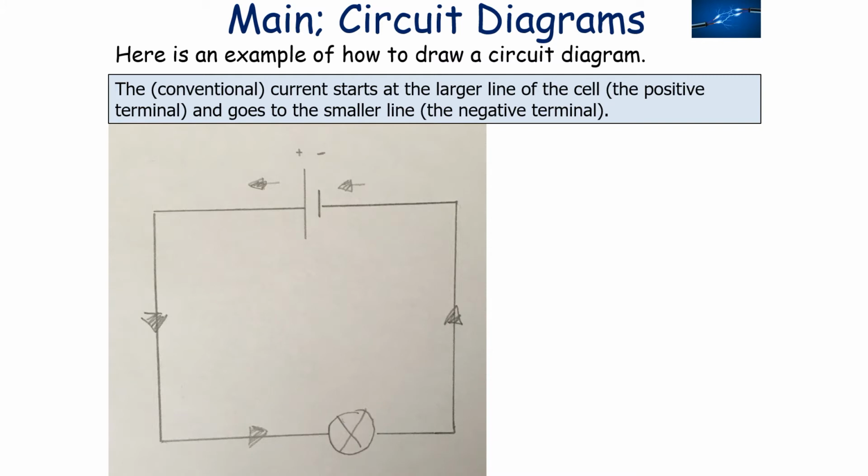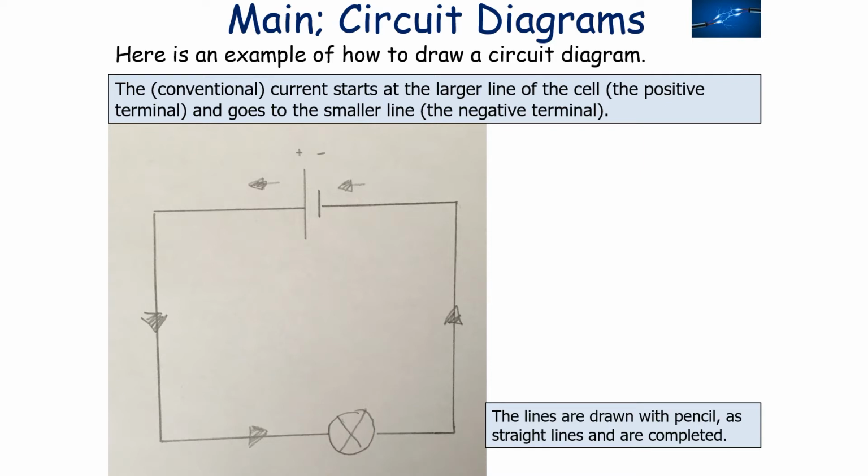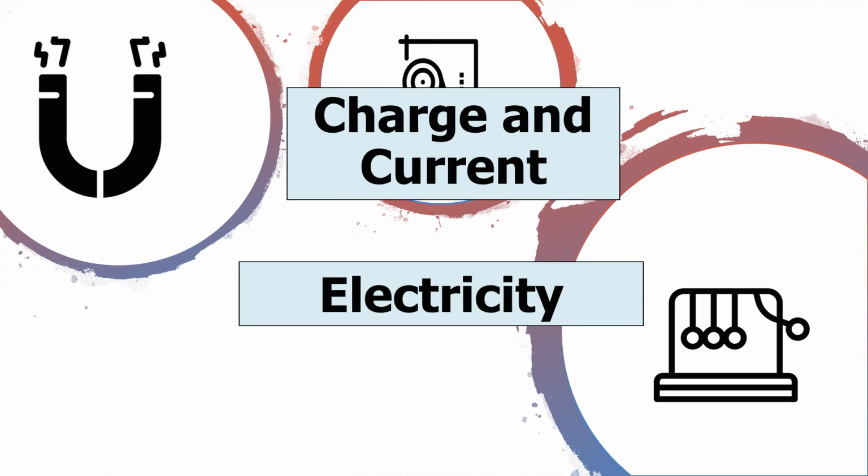So here the current starts at the large line of the cell and goes to the smaller line. Now in the circuit diagram the current flows from the positive terminal of a battery to the negative terminal. Now we call this conventional current, and the lines are drawn with the pencil as they're straight lines and they are completed. So let's now consider charging current.